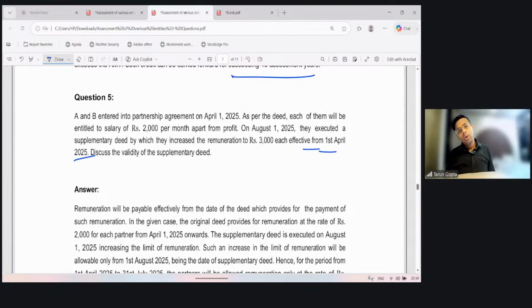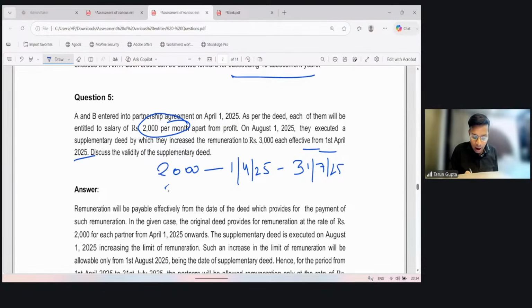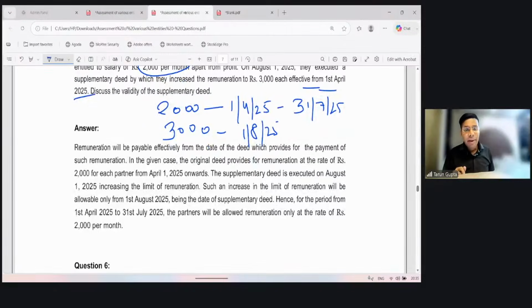Discuss the validity. So for income tax purpose, I'll allow the salary of 2,000 per month from 1st April 25 to 31st July 25, even though you have agreed for 3,000. And I'll allow 3,000, but prospectively from 1st August 25. Understood?